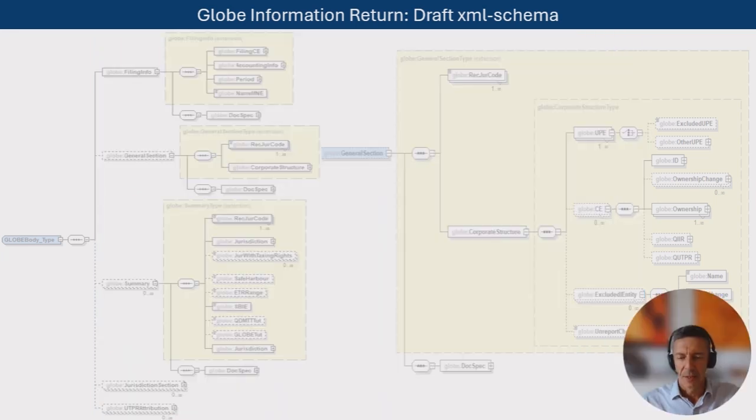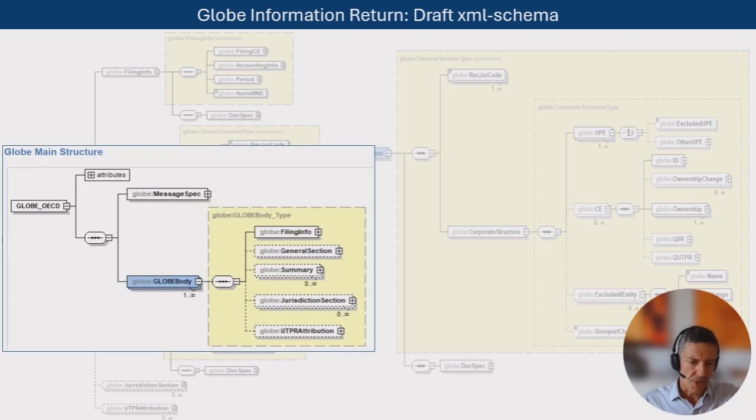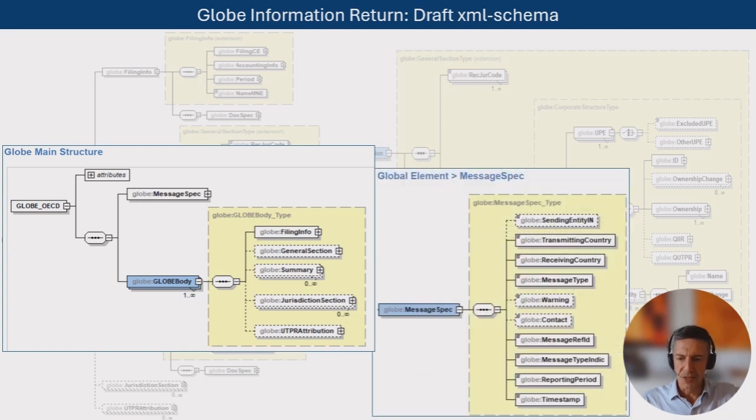So let us look at the GloBE information schema. If you've done the CbCR files before, you will recognize this kind of drawing which comes out of the XML schema, so you can see what goes where, right? But let us take the actual schema. As you can see, we've got the GloBE OECD, it's got attributes, but then we've got the message spec, which tells us what to file where in the GloBE body. And the message spec has got nothing spectacular. It tells you about the sending entity, which country transmits, which country receives. We know all of that from our other XML files already.